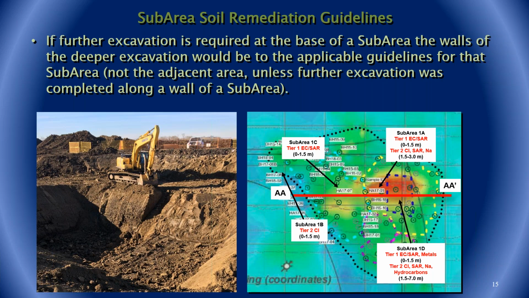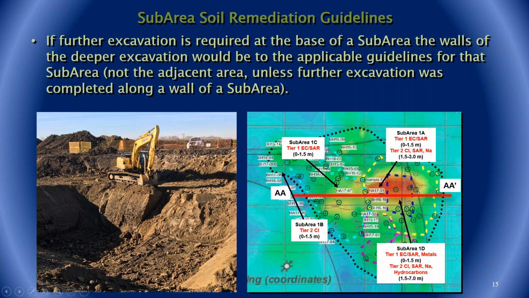Subsoil salinity guidelines for the base of a subarea are going to be the derived Tier 2 SST guidelines for that subarea. The photo on the left was taken during the excavation within subarea 1D, which is located right here in the dark blue box. There's a former tank farm area where impacts extended to 7 meters. Within this area, the base guideline for the subarea would be the derived guideline for subarea 1D. The walls of this deeper excavation would be the SST guidelines derived for the surrounding subarea 1A, as indicated with the yellow here.